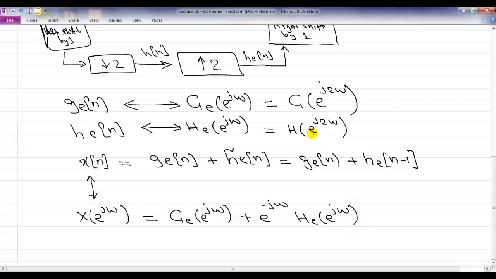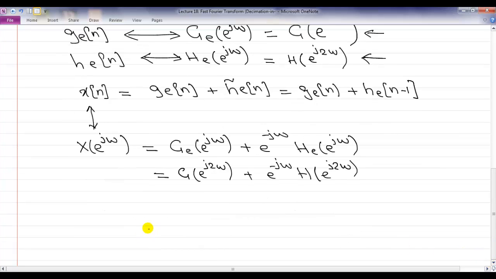And now I'm going to plug in the values of G e and H e from here. So G e is this and H e is this. So I get G of e to the j 2 omega plus e to the minus j omega H of e to the j 2 omega, which means the Fourier transform of the length n sequence is given in terms of the Fourier transform of a length n by 2 sequence and a Fourier transform which corresponds to, so this G corresponds to the even values of my sequence, right? And this H is the odd values of my sequence. And this is the relationship.